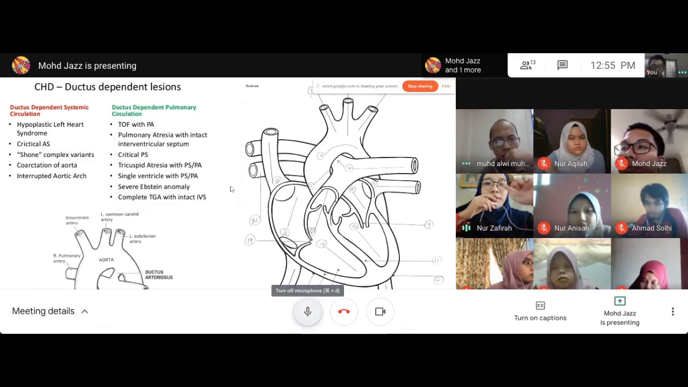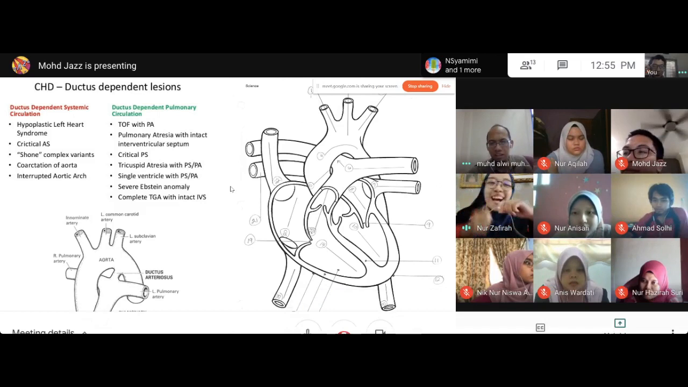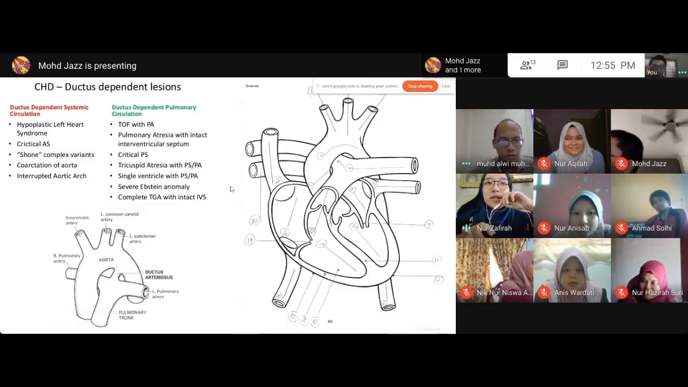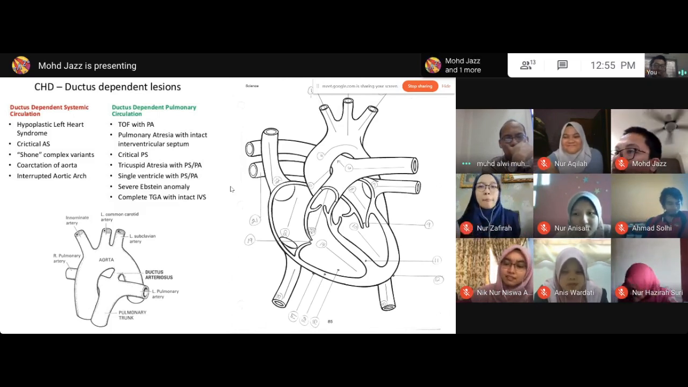I have a question about the duct dependency. Does the duct dependency depend only on the patent ductus, or also on other shunts like ASD or VSD? Good question. To be honest, I am not sure about the answer. I open the question to the doctor.